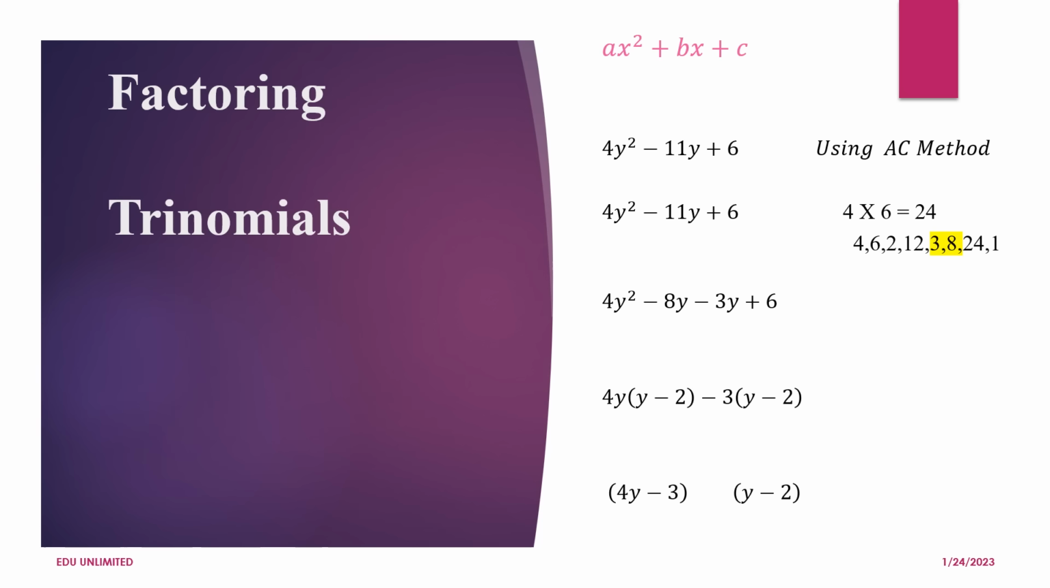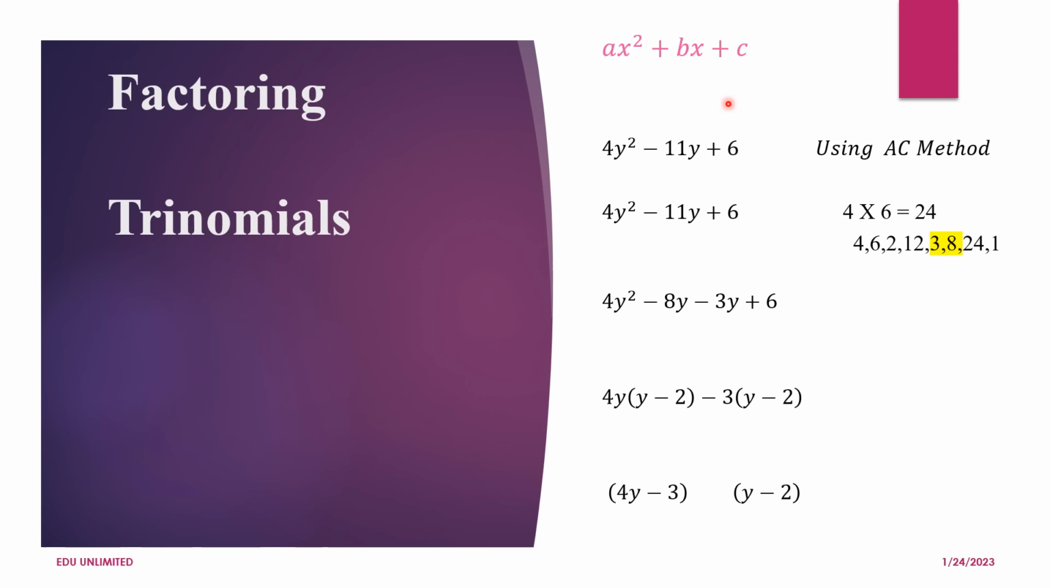As we continue factorization, we now look at factoring trinomials. The expression here that reads ax squared plus bx plus c is a quadratic expression, and is also a trinomial. I have placed this here because in factoring this trinomial, we'll be using the AC method, where in this format of a quadratic equation, 4 represents a, 11 represents b, and 6 represents c.